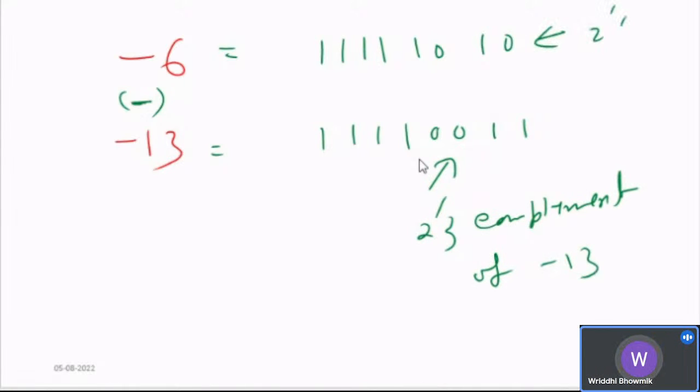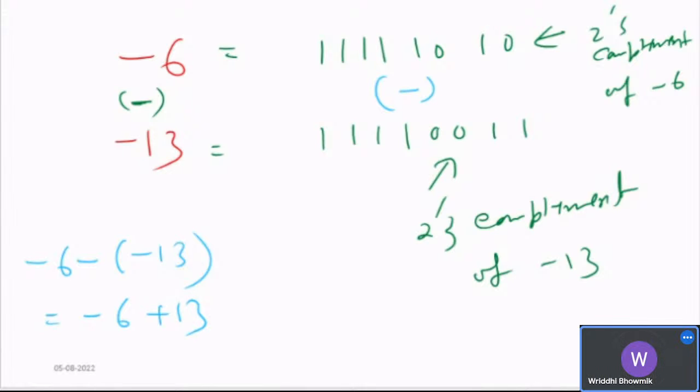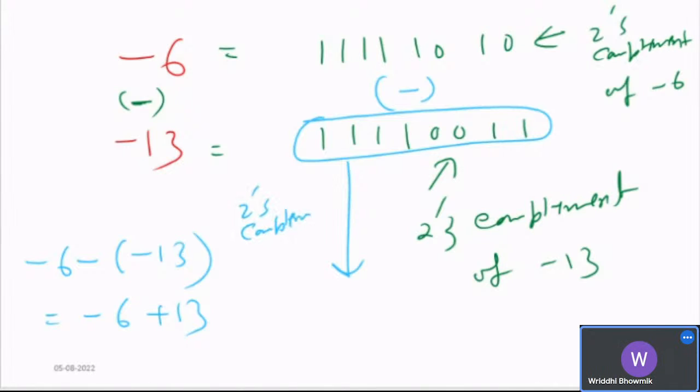This is the 2's complement of -13. This is the 2's complement of -6. And actually what we are doing is the subtraction. That is why the minus sign is present. But actually what is happening is -6 minus of -13. So we can easily write -6 plus 13. When -13 is converted into +13, what I will do is take again the 2's complement of this quantity, and it will give you the +13. So the 2's complement means 0 0 0 0 1 1 0 1.